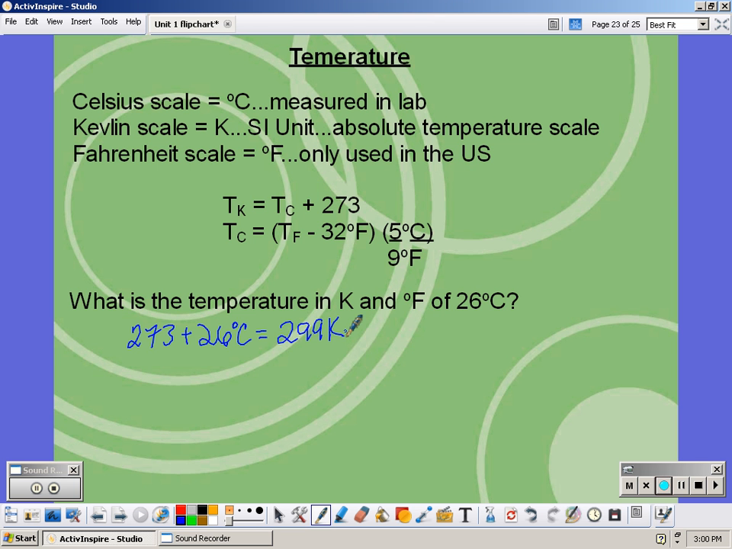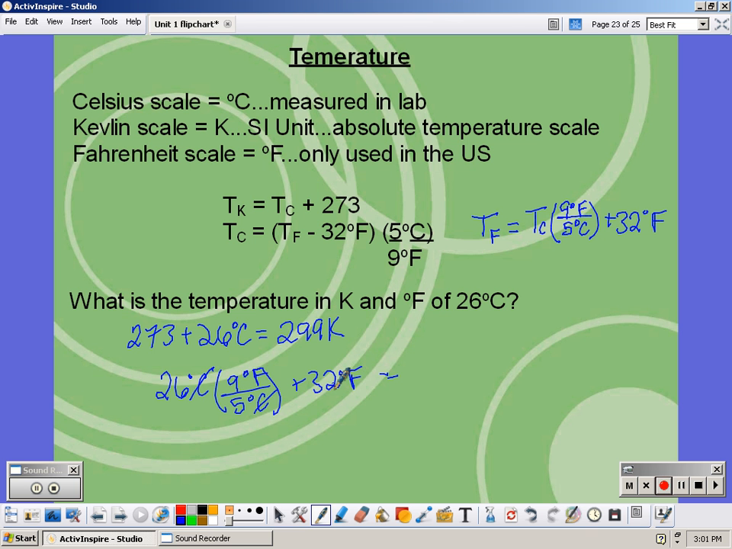To convert from Celsius to Fahrenheit, we would want to use the equation right here. Now this is actually solving for Celsius, so we'd want to solve for our TF instead. So TF would equal our Celsius temperature times 9/5 plus 32 degrees. So we're going to say 26 degrees Celsius times 9/5 plus 32 degrees Fahrenheit. Our Celsiuses will cancel, leaving us just in Fahrenheit. And so our answer is 79 degrees.